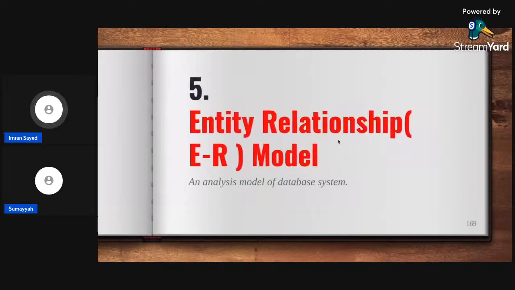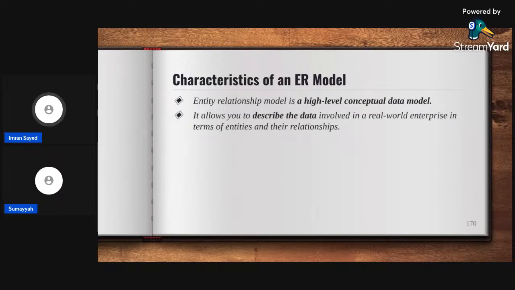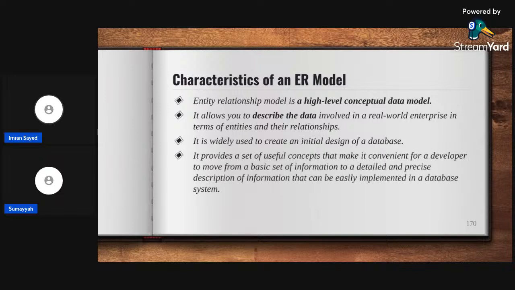Entity relationship ER model. What is ER model? It is the entity relationship model. Characteristics of an ER model. Entity relationship model is a high-level conceptual data model. It allows you to describe the data involved in a real-world enterprise in terms of entities and relationships. It is widely used to create an initial design of the database. It provides a set of useful concepts that makes it convenient for a developer to move from a basic set of information to a detailed and precise description of information that can be easily implemented in a database system.